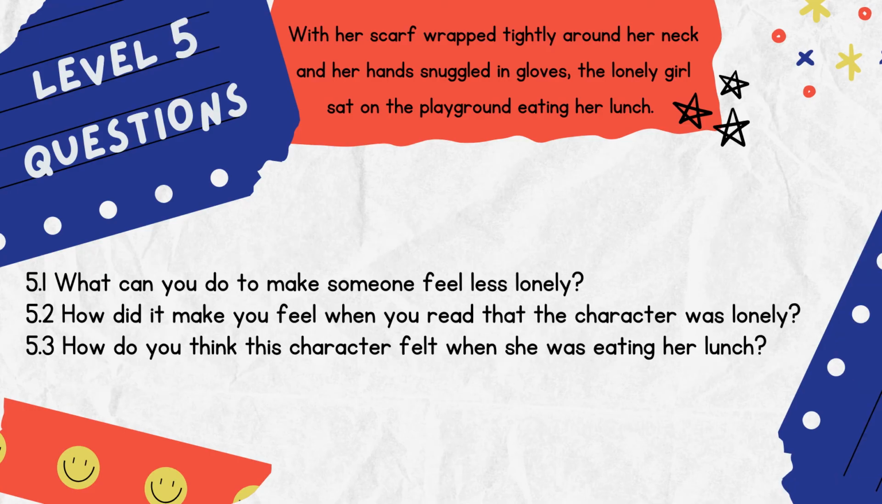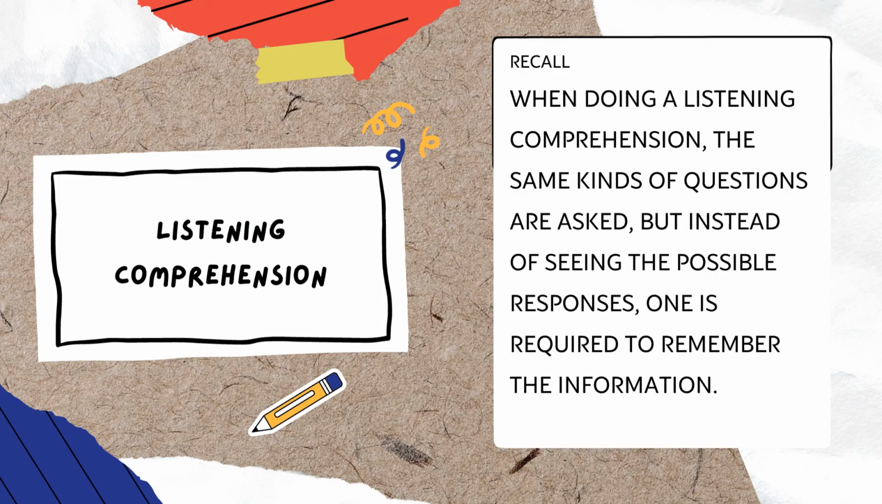When answering level 5 or appreciation questions, you try and put yourself in someone else's shoes, or you try and imagine what you would be feeling if you were in the same position. What can you do to make someone feel less lonely? So these types of questions ask you to build on your prior knowledge or to draw on your own experiences. When doing a listening comprehension, you follow the same approach, but you do not get to see the information. You will also be asked to answer questions according to the 5 different levels of the Barrett's taxonomy.